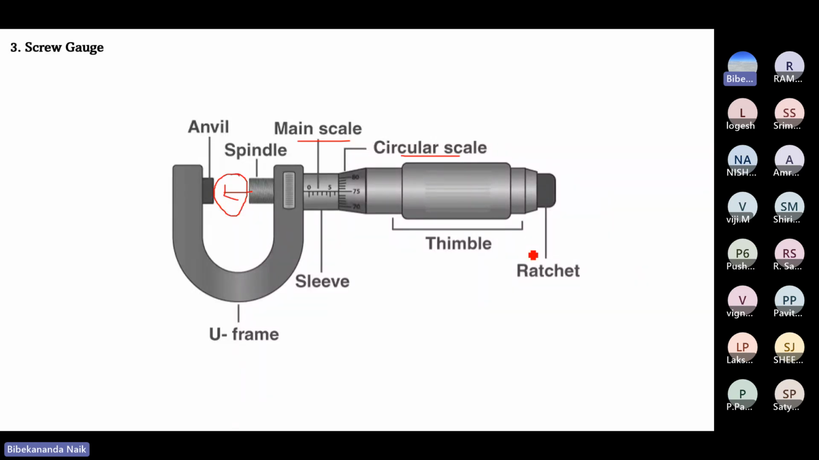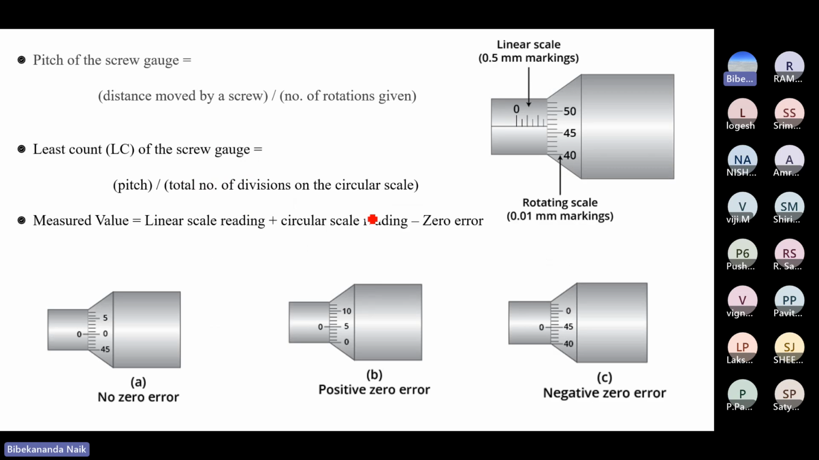After placing the object, when you can't move the thimble any further, the ratchet provides more precise movement. If you rotate it and it makes a sound, generally after three clicks you should stop, and it is perfectly tightened. So this is the way of measurement using a screw gauge.